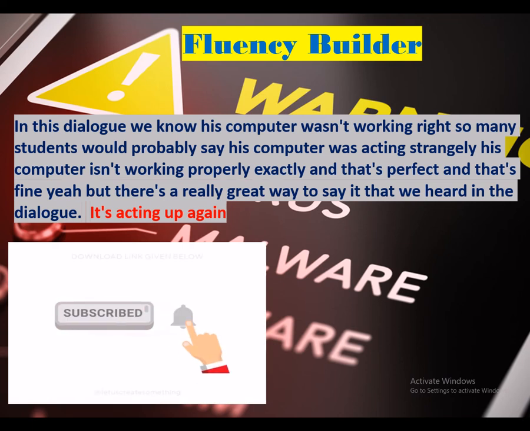It's acting up again. I love this phrase, it's acting up. Yeah, it sounds really natural. Okay, we're ready to listen to our dialogue a 3rd time, but this time it'll be at the normal speed. Try and see if you can hear these key words.